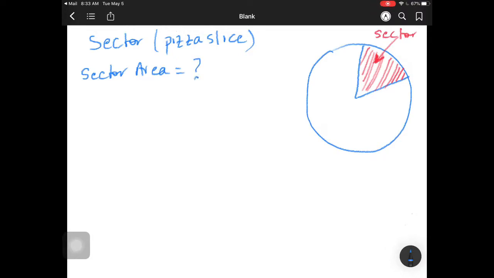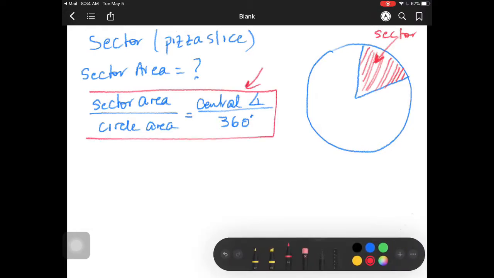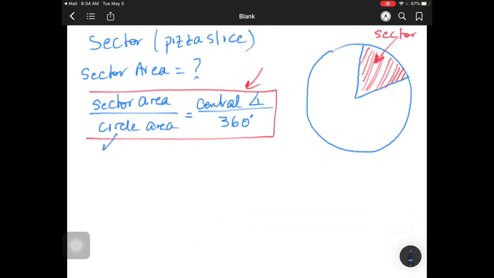You need to follow something that is very similar to chord length, very similar to chord length, and it is sector area divided by circle area equals the central angle divided by 360 degrees. Also make sure to memorize this. It is important, it is needed. And remember that circle area is pi r squared.